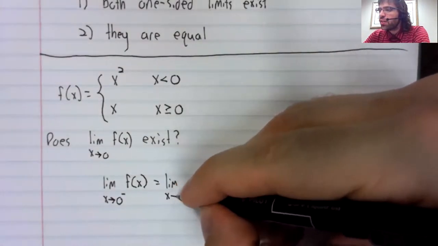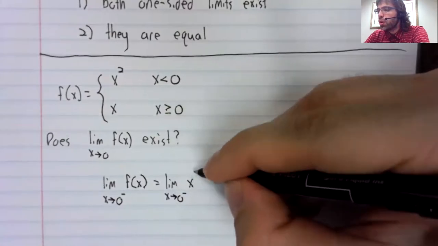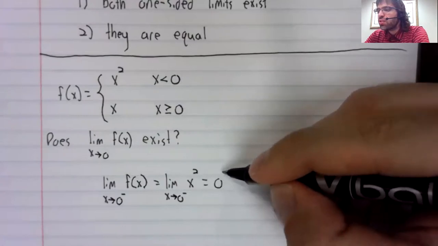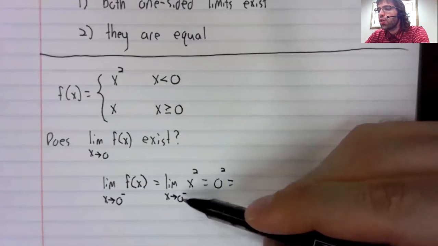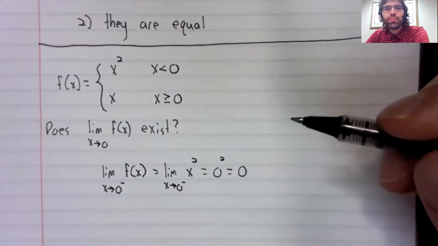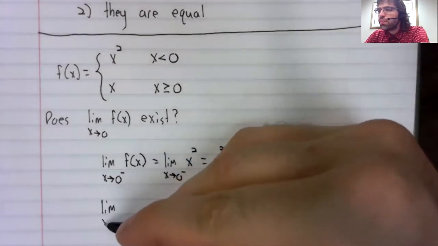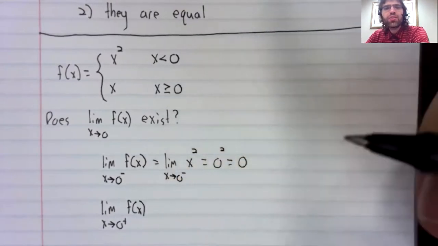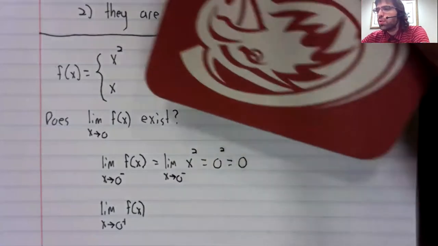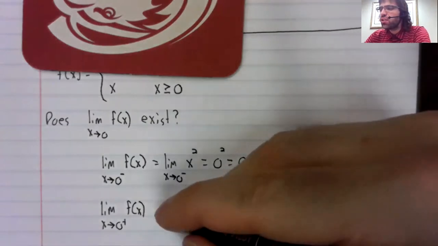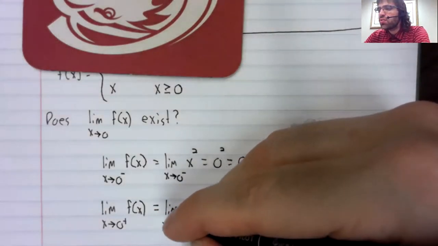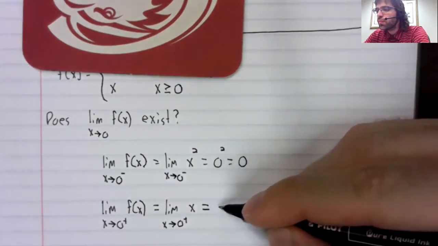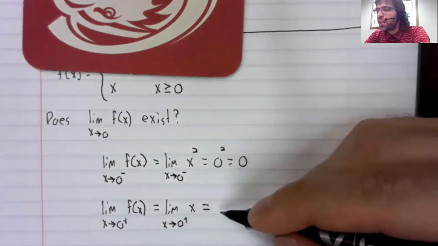The limit as x approaches 0 of x squared, this is a polynomial. We can find this limit just by sticking 0 in for x. And now let's look at the right-hand limit. Now x is greater than 0. And if x is greater than 0, we're in that second piece. x is a polynomial. To find this limit, we just plug 0 in.